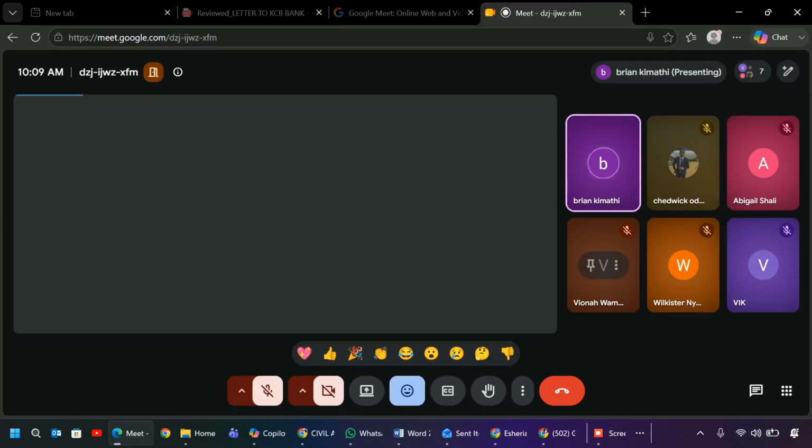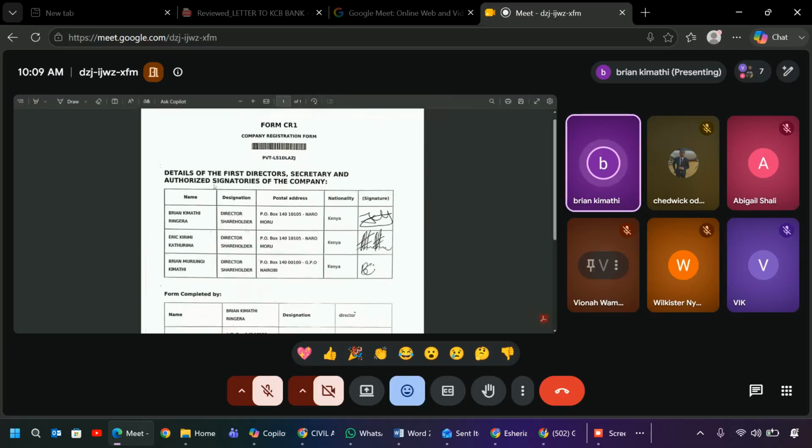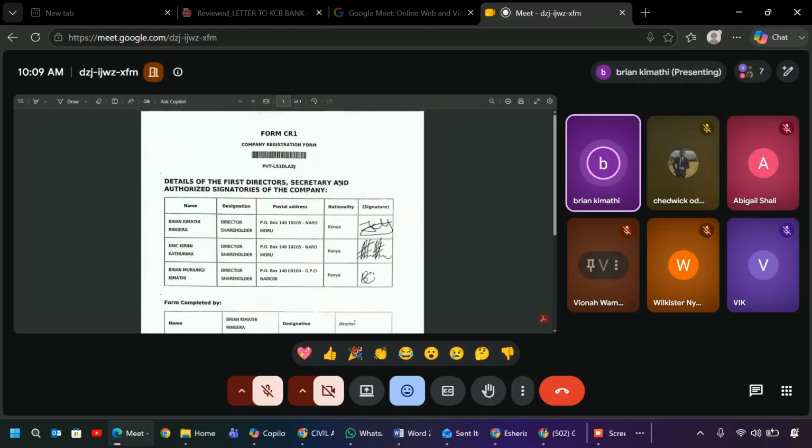CR1. So this is what CR1 looks like. CR1 is the company registration form. It states who are the subscribers to the company: the first directors, secretary, and authorized signatories of the company. These are the people who are the promoters. So the question of promoter comes here. The first directors, these are the promoters. So that's from CR1 basically.